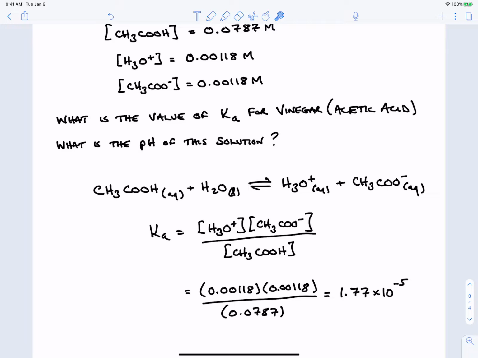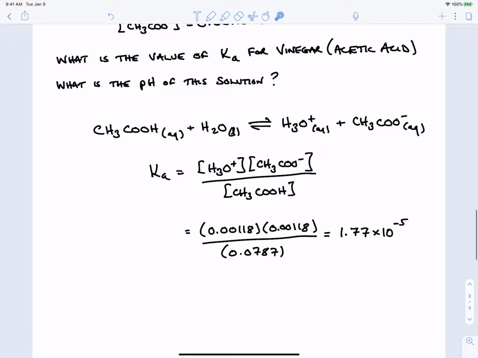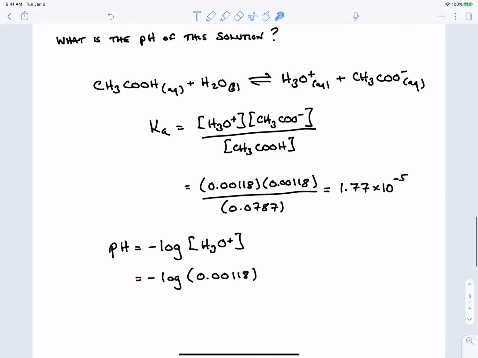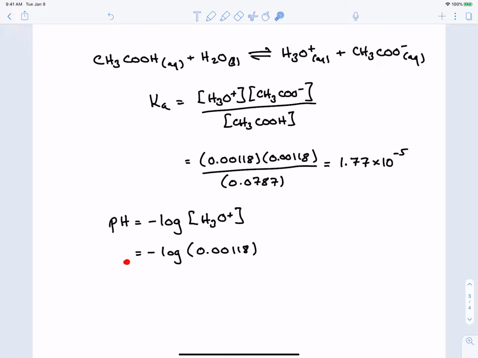And then the next question that we're asked is, what's the pH of this solution? The definition of pH, of course, is minus log to the base 10 of the concentration of H3O+, and we're actually given the H3O+ concentration in the question. So it's relatively simple. We plug it into this equation, and we end up with a pH of 2.93. And so that's a typical way of going about these types of questions.